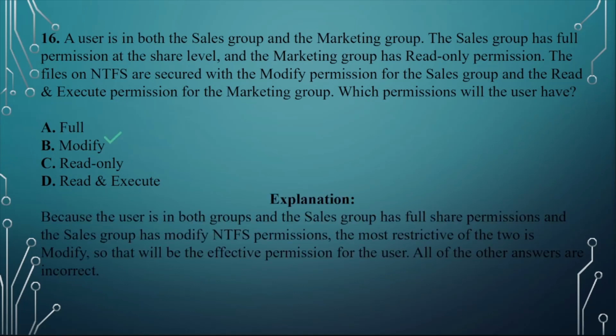The answer here is B. Modify. Because the user is in both groups, and the sales group has full share permissions and modify NTFS permissions, the most restrictive of the two is modify. So that would be the effective permission for the user. All the other answers are incorrect.